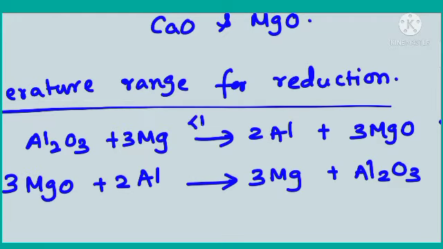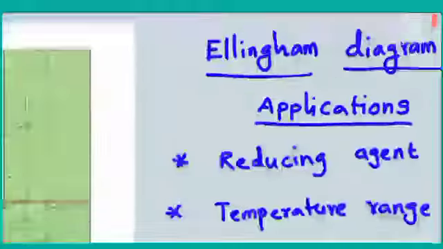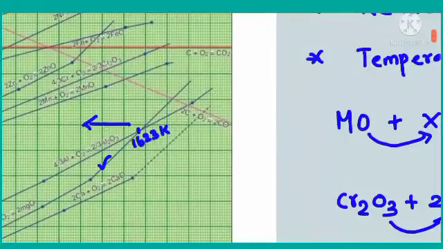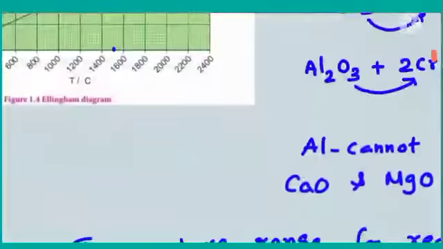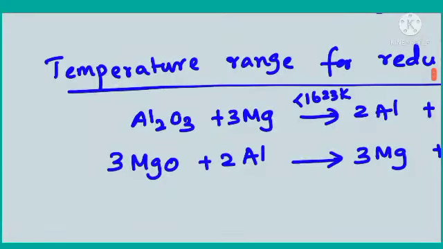So below 1623 Kelvin. Okay, right. Then look at the diagram again. Above 1623 Kelvin, which line is lying below? The aluminum line is lying below, isn't it? So above 1623 Kelvin, aluminum can act as a reducing agent for reducing magnesium oxide. Okay, right. Now, the condition for the second reaction: the temperature is supposed to be greater than 1623 Kelvin.